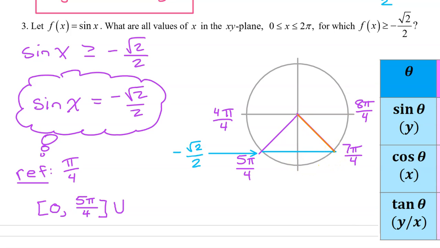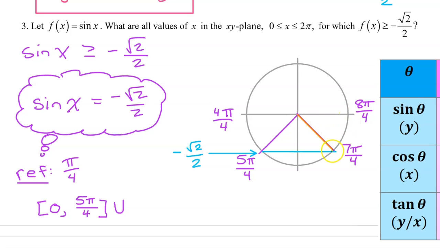At 7 pi over 4, the vertical displacement is exactly negative radical 2 over 2 again. So this will be the beginning of a new set of solutions. As we rotate past 7 pi over 4, the vertical displacement, that y value, is again above negative radical 2 over 2, all the way until we get back to this position, which now we will call 2 pi. So the second set of solutions will be between 7 pi over 4 and 2 pi.